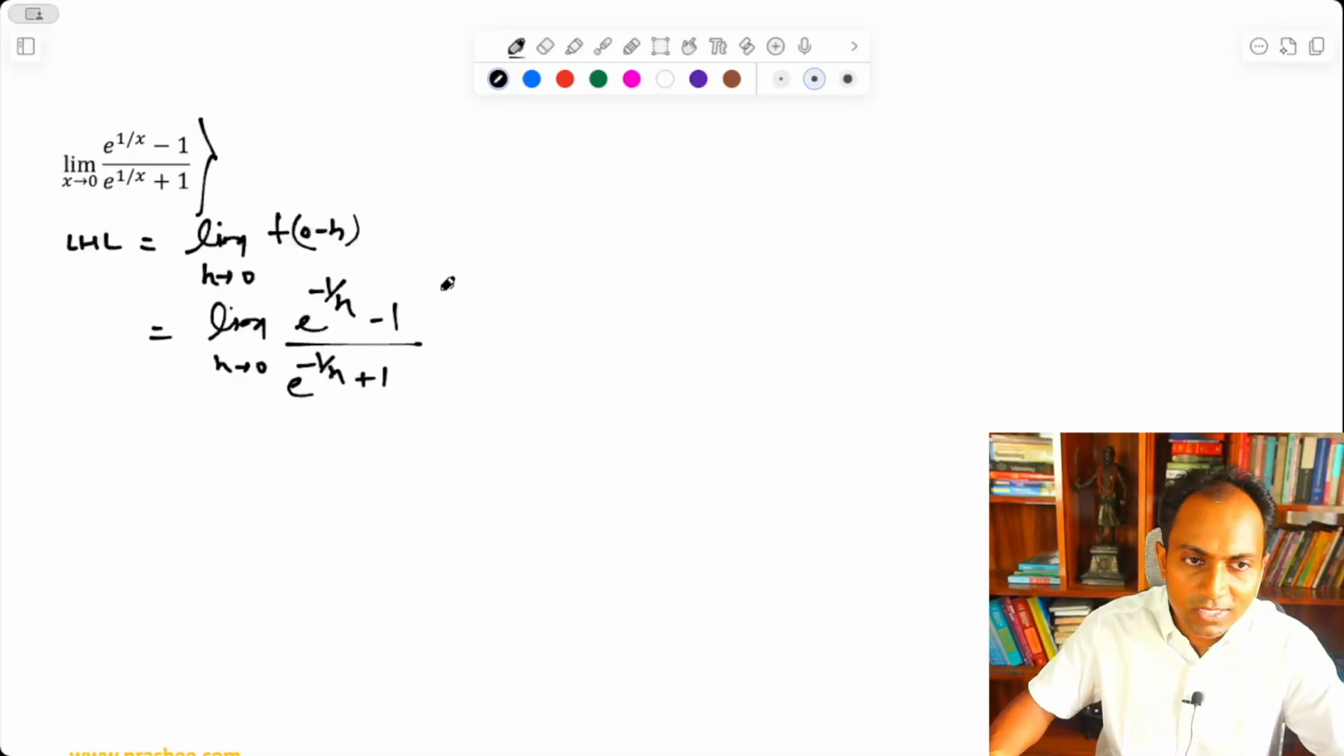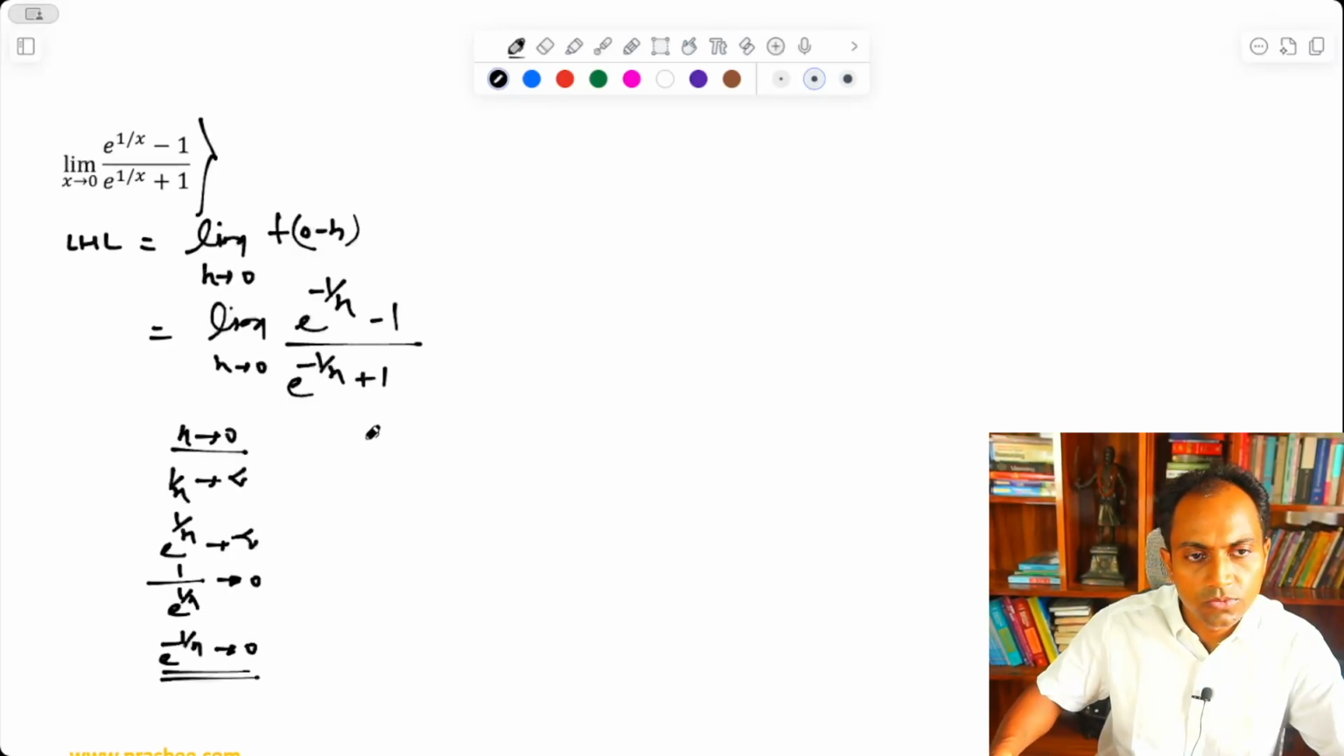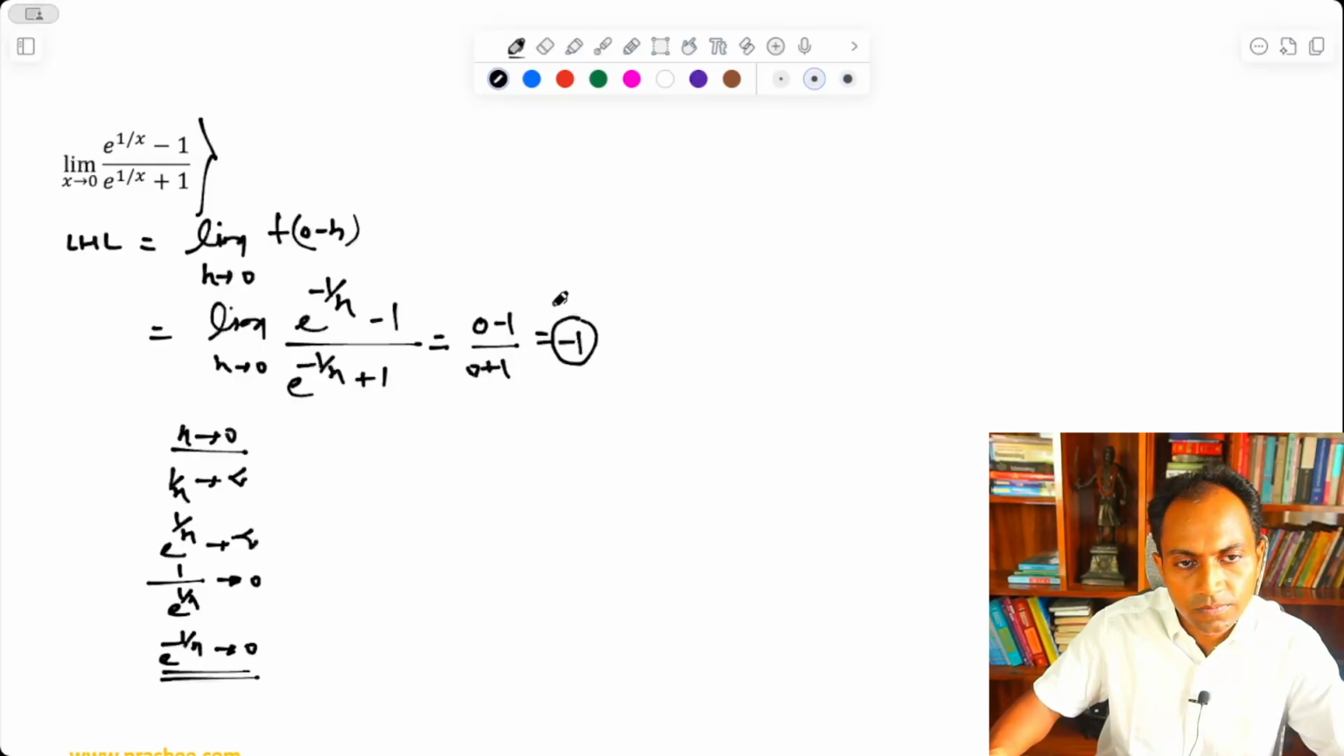If you have got these values, what are you going to do? Now let us understand, when h is tending towards 0, 1 by h will tend towards infinity. If I put a very big number on the power of e, this will also become infinity. But if I take the reciprocal of something which is very big, the answer will become very small. So e raised to the power minus 1 by h will tend towards 0. So the answer of this question becomes (0 minus 1) by (0 plus 1). It comes out to be minus 1.